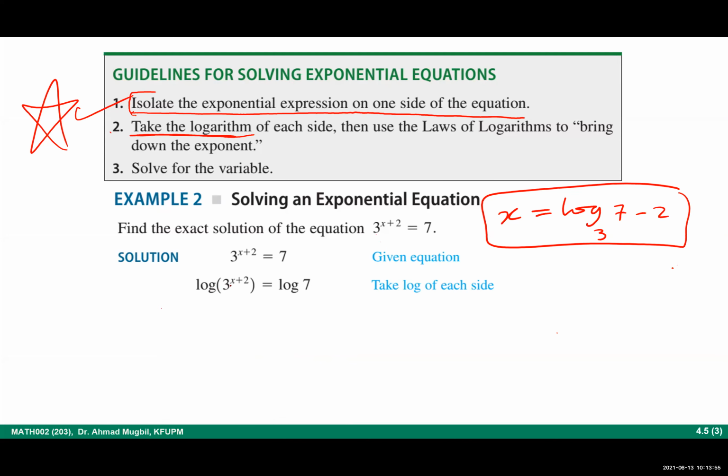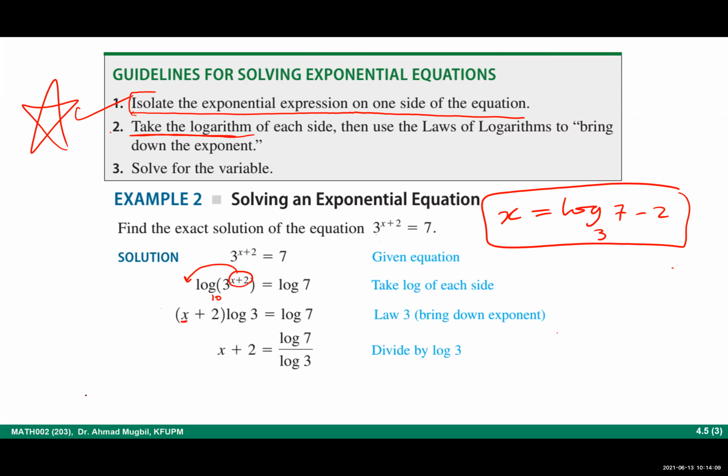If you use log, you cannot cancel now because the base is not the same. The base is different. So what you can do is use the power law. You will bring this down here, then solve it for x. You will divide by log 3, then add 2 to the other side. And of course, is this the same as this? Are they the same?